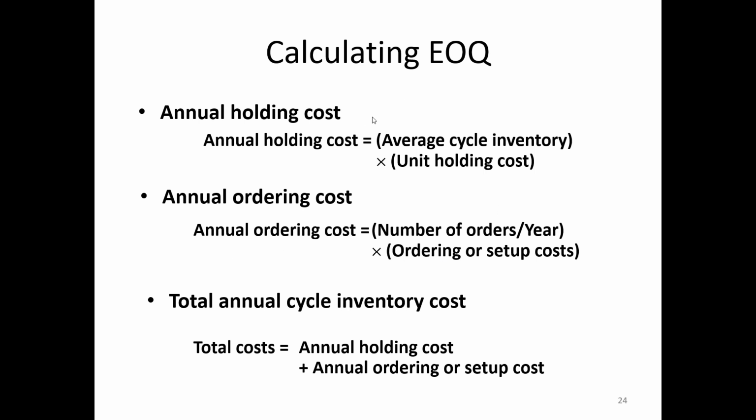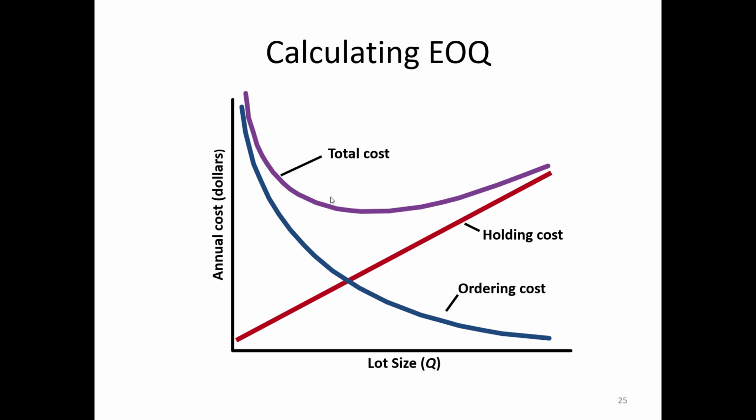Now, that's our starting point, right? And we're going to take those costs and try to minimize them. We want to minimize those total costs, so we're trying to get on the curve at the lowest part possible. And that theoretically occurs exactly where holding cost equals ordering cost. So the intersection of those two curves is the minimum value for total cost.